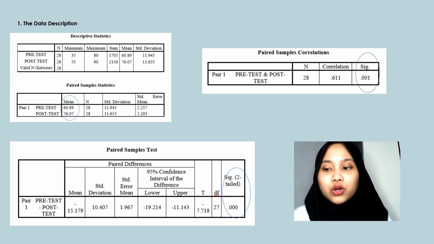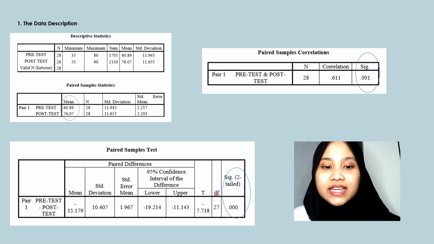The data table used a paired sample t-test analysis. The paired sample test is a test used to compare the average between two paired samples, where the paired samples come from the same subject. The decision making occurs as follows: if the significance value two-tailed is smaller than 0.05, it indicates that there is a significant difference. But if the significance value two-tailed is bigger than 0.05, it indicates that there is no significant difference.